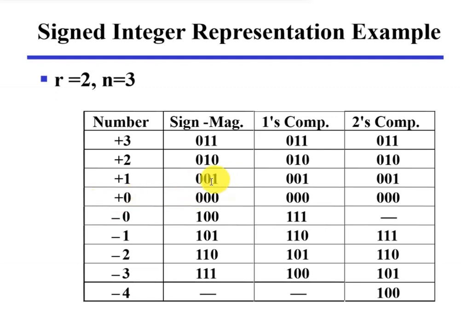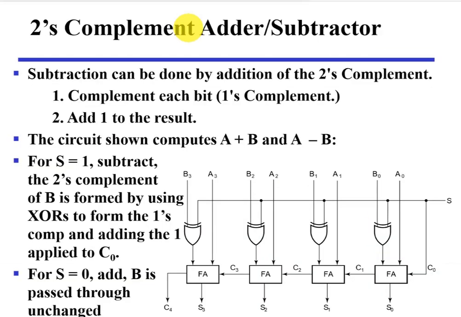Another problem here is that performing addition and subtraction is difficult, as it requires special consideration of both signs of the numbers to properly compute the operation. Because of these problems, the sign magnitude method is rarely used for representing integers. More common is 2's complement.